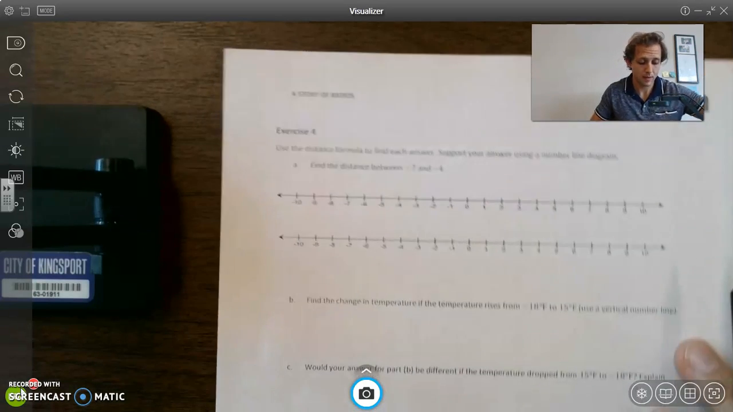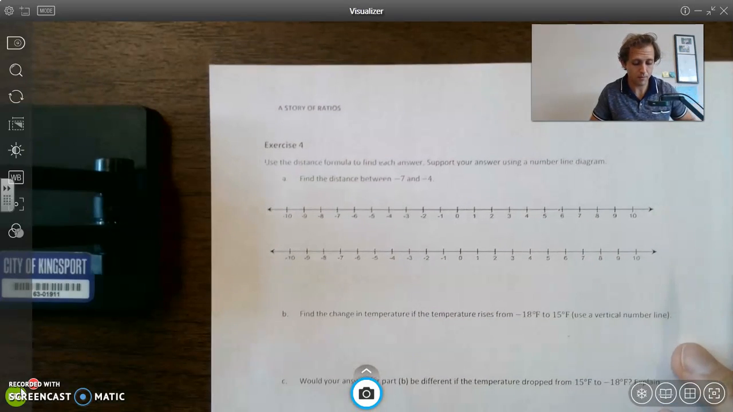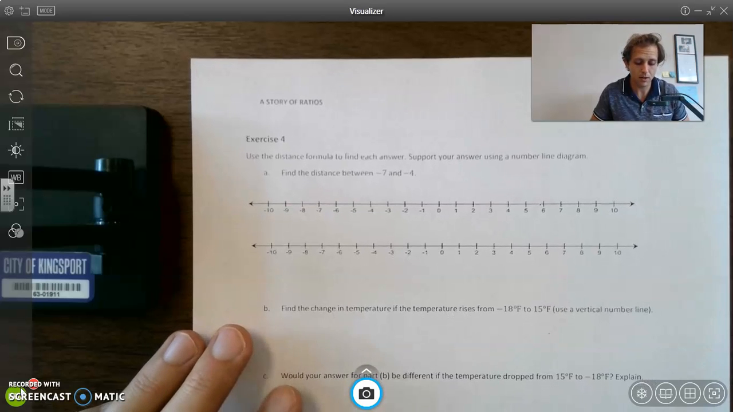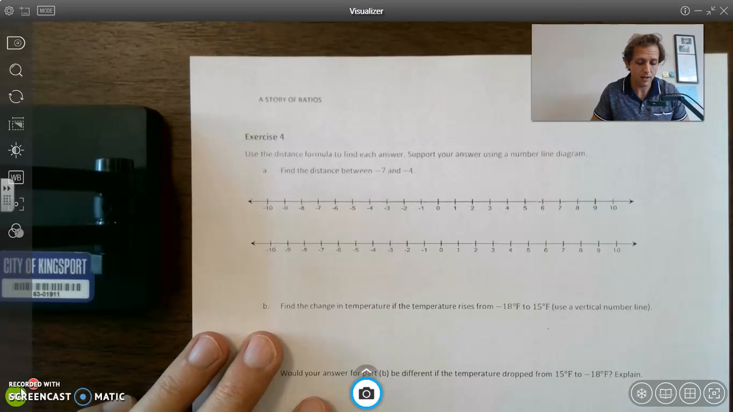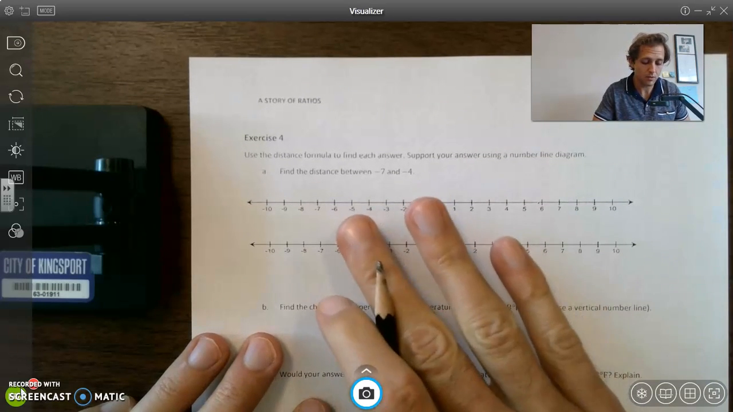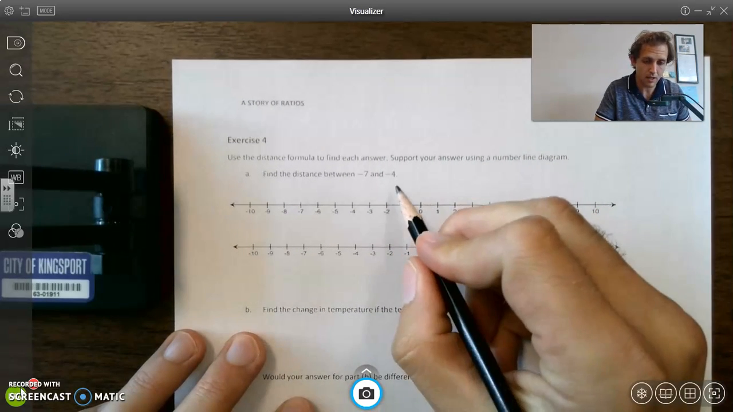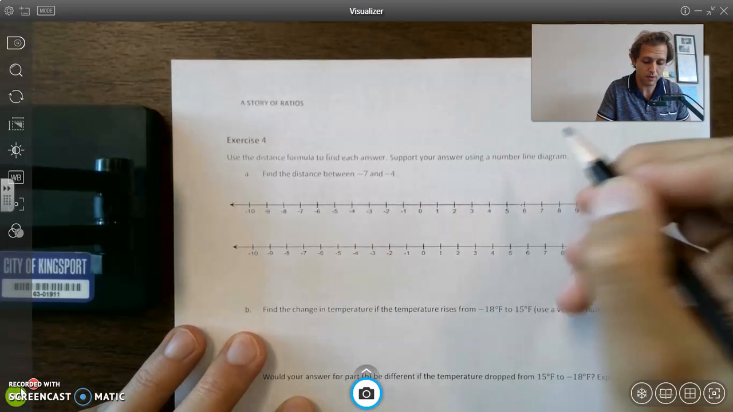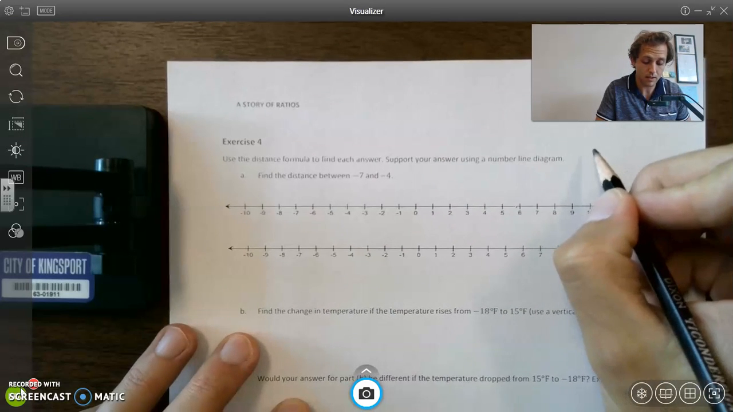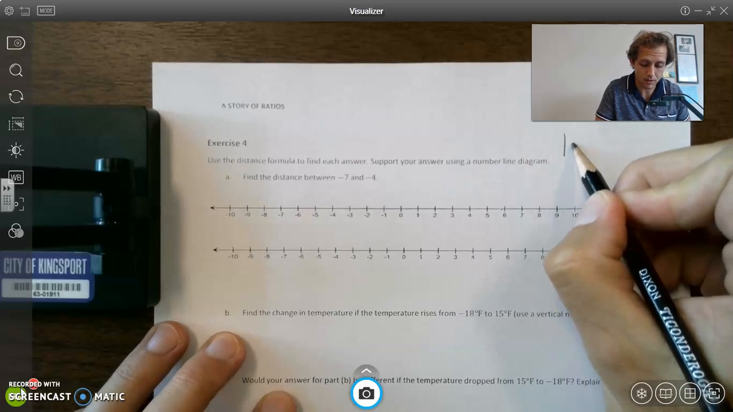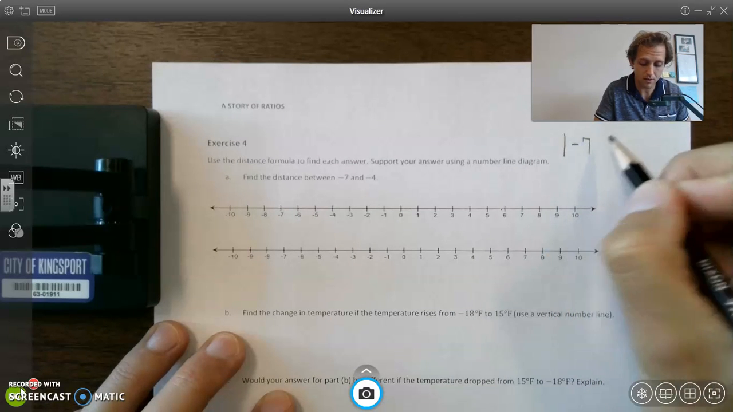Alright, let's look at exercise 4. Use the distance formula to find each answer. Support your answer using a number line diagram. Okay, so we're going to use the distance formula to begin. -7 and -4, what is the difference? The distance between them. So we are going to take the absolute value of the difference of -7 and -4.